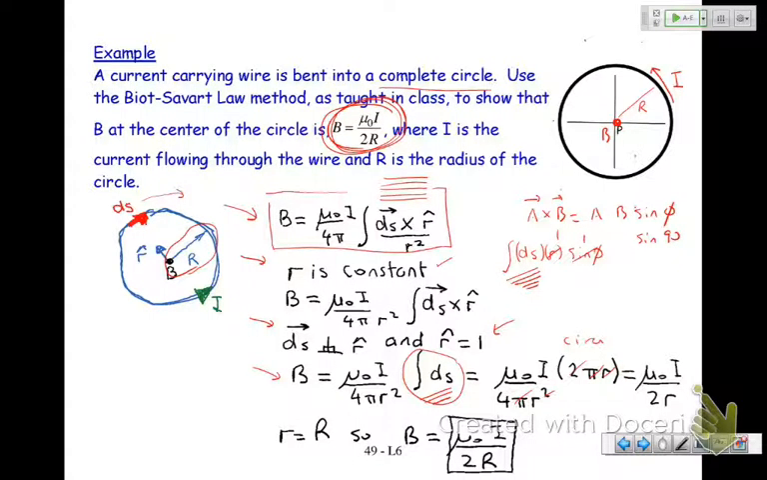Yes? Can you explain again why r hat is 1? Oh, because it's a unit vector. By definition, yeah? Oh, by definition. Yeah, by definition it's 1. That's the nice thing about it.